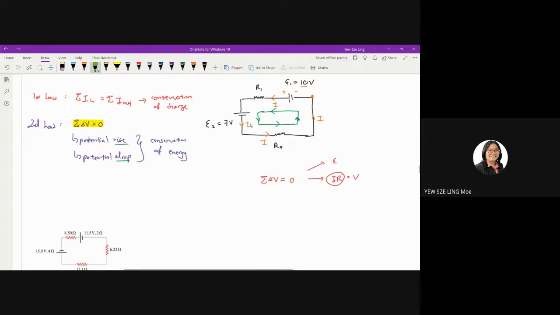Okay, now let us see. Now that I have labeled everything, I have the directions for current. I have the loop right here. I have also determined the directions for this loop. I'm now going to determine the sign convention for every single component in this circuit.